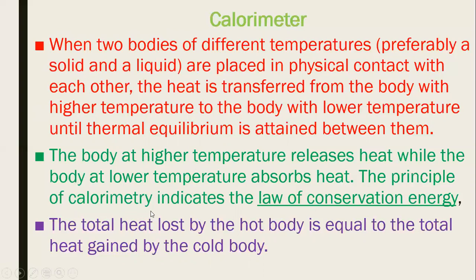The principle of calorimetry follows the law of conservation of energy. So what is the law of conservation of energy? Energy can neither be created nor be destroyed. It means one body is releasing heat, and the other body is absorbing that heat. The total heat lost by the hot body is equal to the total heat gained by the cold body. That is combined with the law of conservation of energy. Energy can neither be created nor destroyed. That is the law of conservation of energy. Then the total heat lost by a hot body is equal to the total heat gained by the cold body.